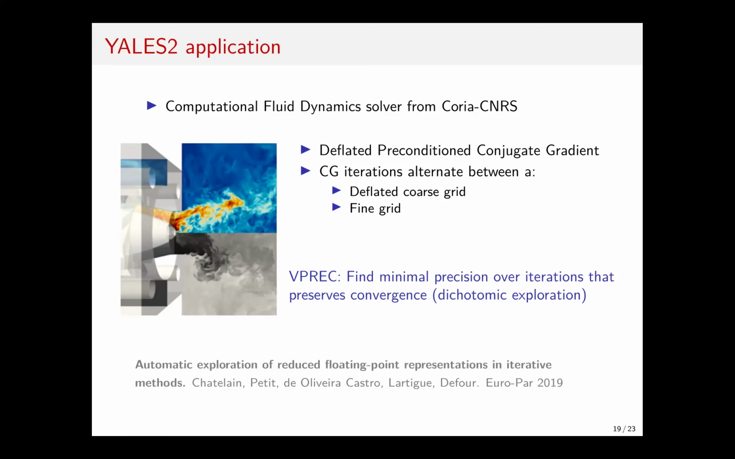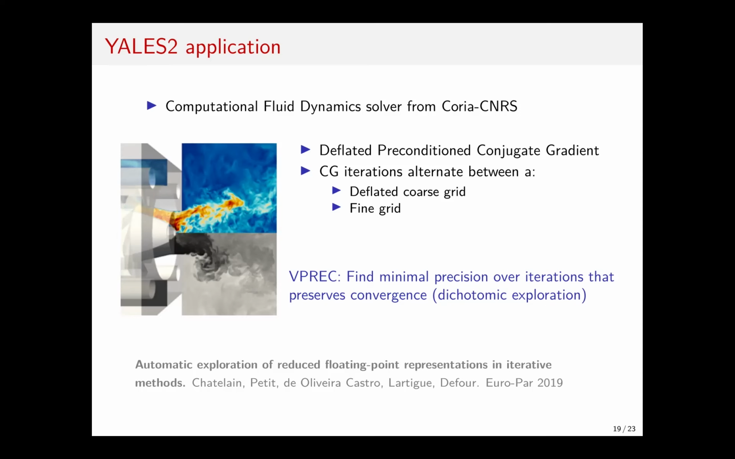So we have a CG actually that is going to alternate between converging on a deflated coarse grid, and then when it has converged on the coarse grid, it's going to move to a fine grid to refine, and it's going to do this many times. So what we wanted, our objective was to find a minimal precision over iteration that would preserve convergence.